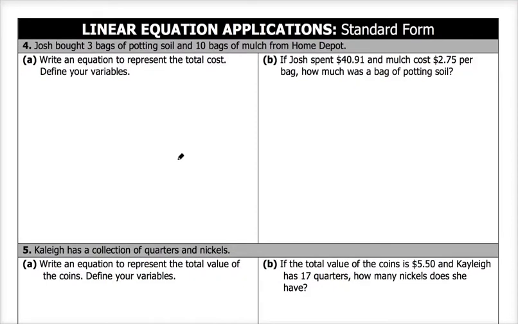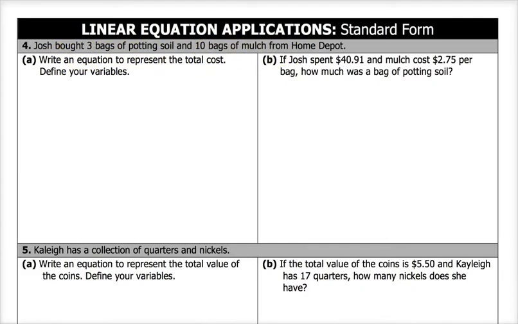And so number 4 is an example of this, where it says Josh bought 3 bags of potting soil and 10 bags of mulch from Home Depot. For part A, we need to write an equation to represent the total cost. Well, the total cost is going to depend on a couple of different factors. It's going to depend on, number 1, how much does a bag of potting soil cost? So we could say let P equal cost of potting soil.